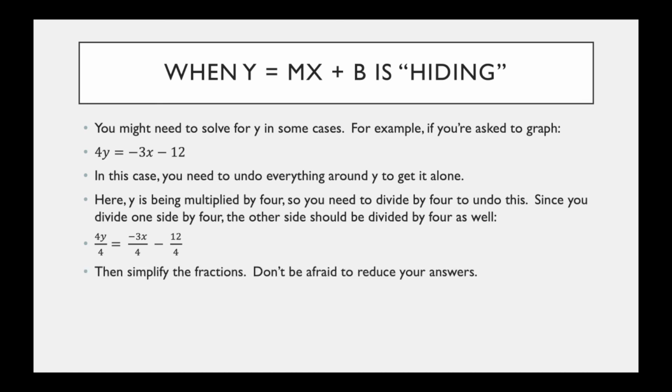So continuing this, we're going to simplify the fractions. Don't be afraid to reduce them. So then we get 4y over 4 is just plain y. Negative 3x over 4 is negative 3/4 x. And 12 over 4 is 3. So it's y is equal to negative 3/4 x minus 3.